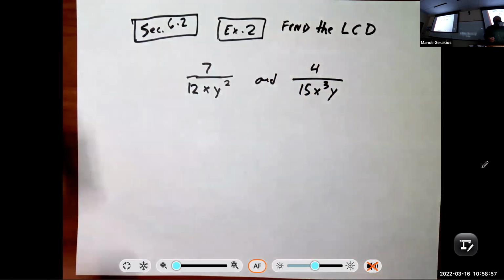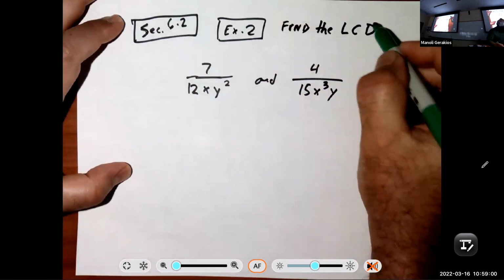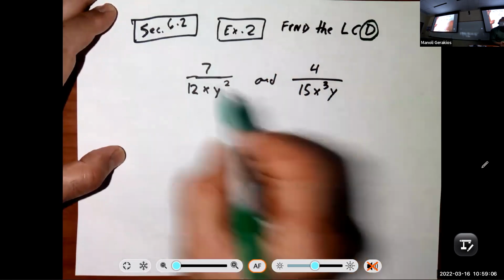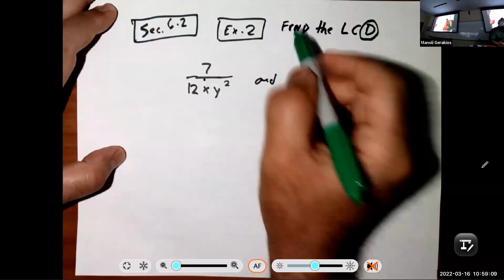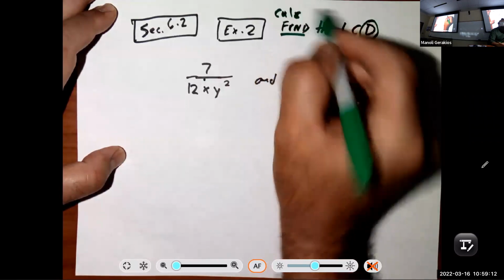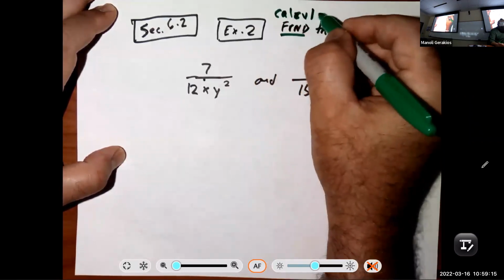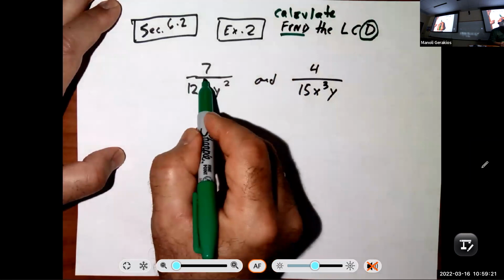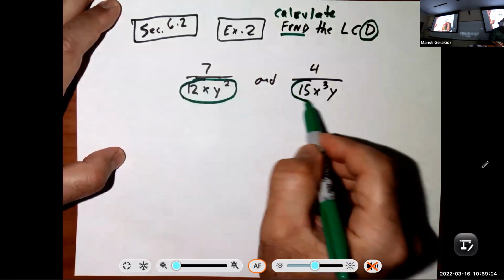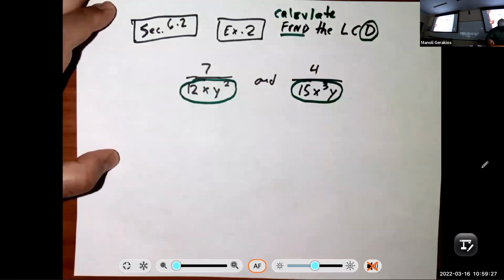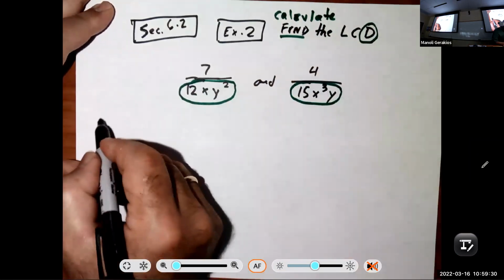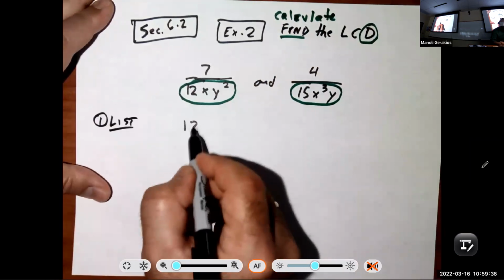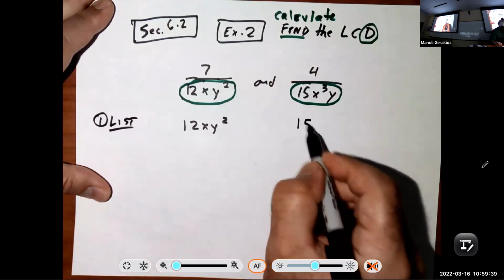But the first thing to realize about the least common denominator is, what does the D in LCD stand for? Denominator. So really, when you're finding, find also means calculate. All the time when they say find, that usually translates to calculate. There's some kind of process involved to calculate it. So D in LCD means denominator. You focus all of your attention to the 2 denominators. So the first step in how to find an LCD is list. List all your denominators. I've got a 12xy squared, and I got a 15x cubed y.